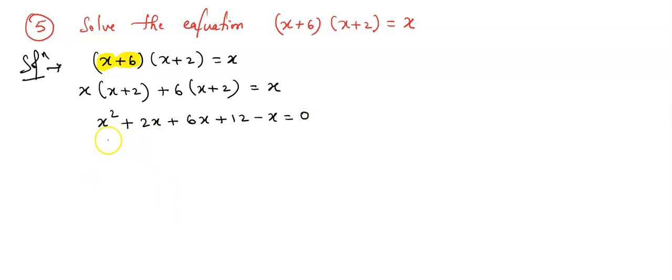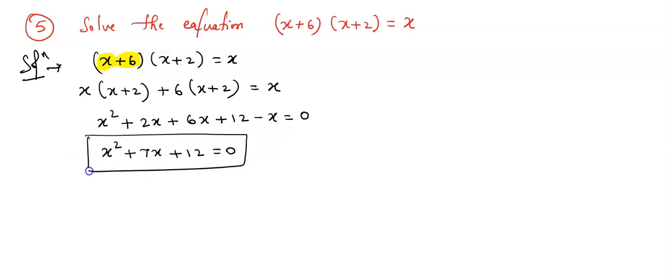Done. Now see here, x square I am writing as it is, plus 2x plus 6x, 2x plus 6x is 8x. 8 minus 1 is 7x, that is plus 7x. This plus 12 as it is equals to 0. 2 plus 6 is 8, 8 minus 1 is 7. So x square plus 7x plus 12 is equals to 0.